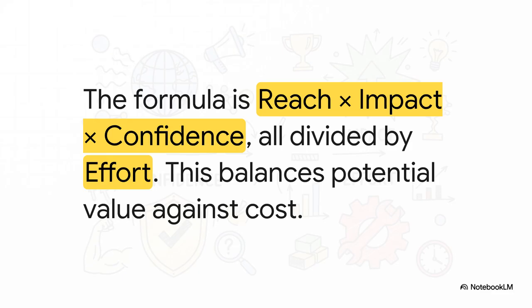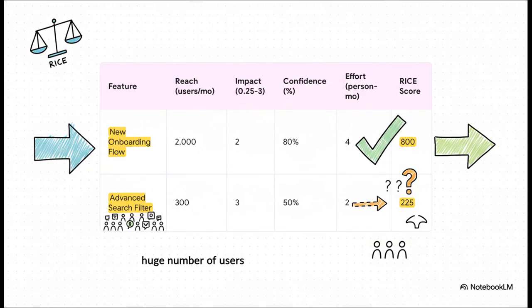What this does so beautifully is it balances the potential upside of a feature against the cost, the resources required to actually build it. It means those huge, high-effort projects are going to need a massive potential return to justify their score. Let's look at a real-world example.